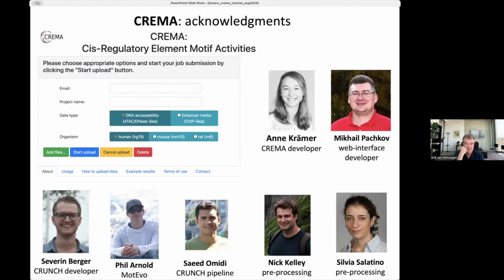So again, this is a picture of the website, and CREMA used the work of lots of people. The main developer was Anne, with the help of Mikhail, but as you saw, it also heavily used the crunch pipeline for ChIP-Seq analysis that was first developed by Severin Berger with the help of Said, and Phil Arnold again developed the method for predicting these binding sites, and Nick and Sylvia both also helped with the various steps in the pipeline associated with the pre-processing of the data.